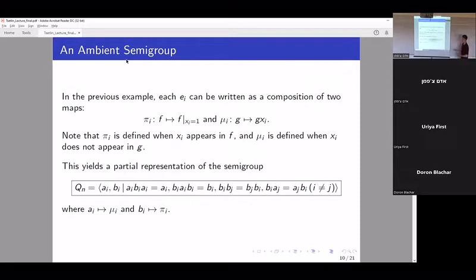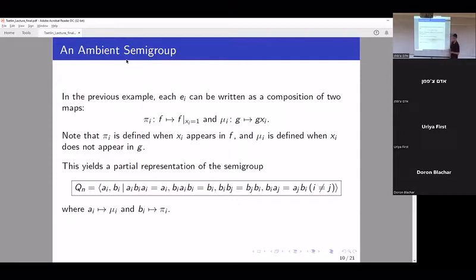This gives us a partial representation of the bigger semigroup generated by the AIs and BIs with these relations. AI corresponds to mu I, returning the book, and BI corresponds to taking it out. So if I return the book, take it out, and then return it again, I just return the book. If I take a book out, return it, and take it out again, I just took it out.